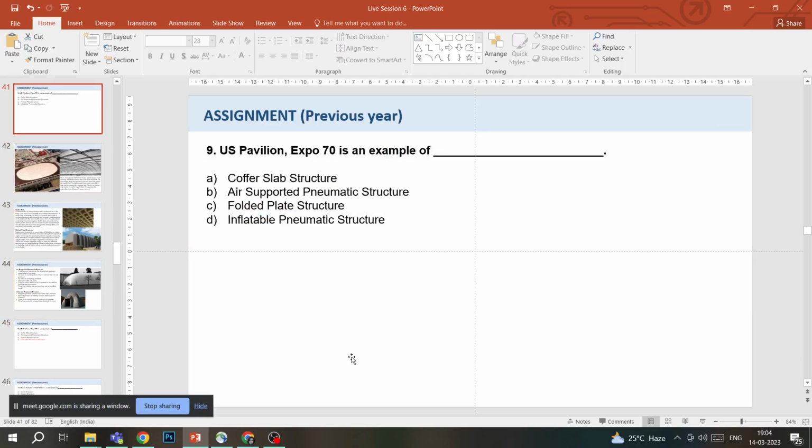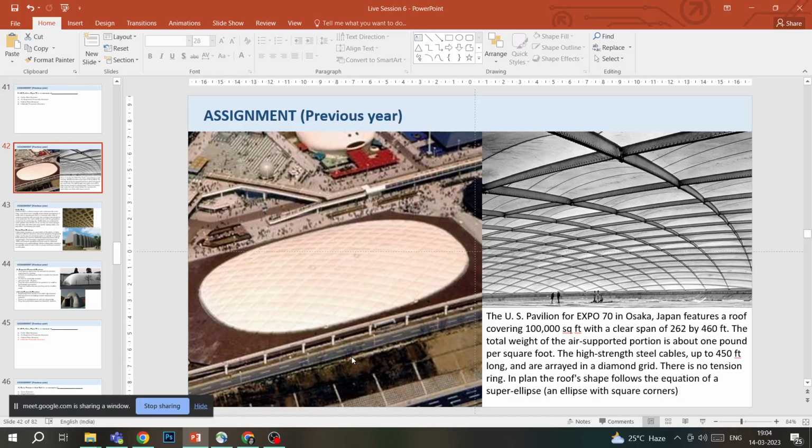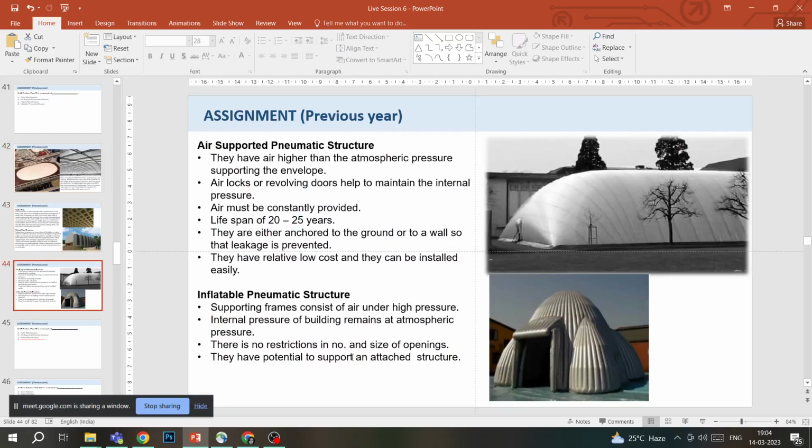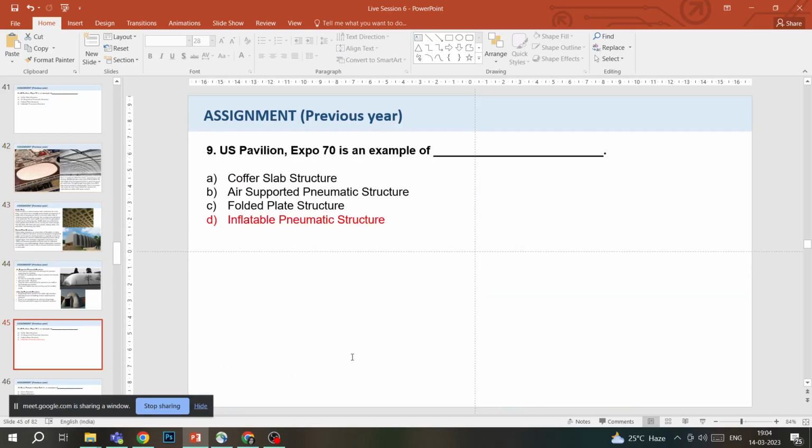So our question was, US Pavilion Expo 70 is an example of coffer slab structure, air supported pneumatic structure, folded plate structure, or inflatable pneumatic structure. If you look at this image, you can see that it's an inflatable pneumatic structure.